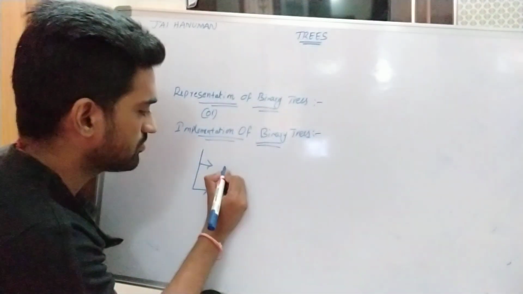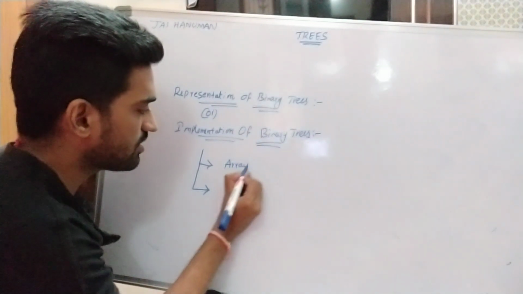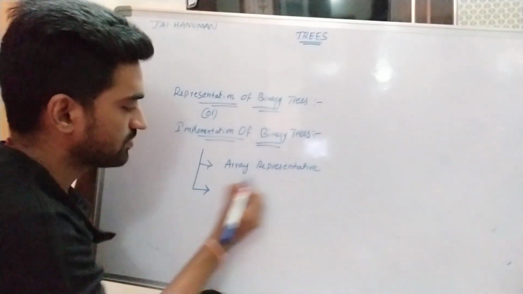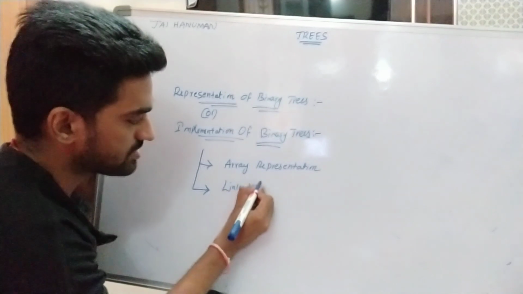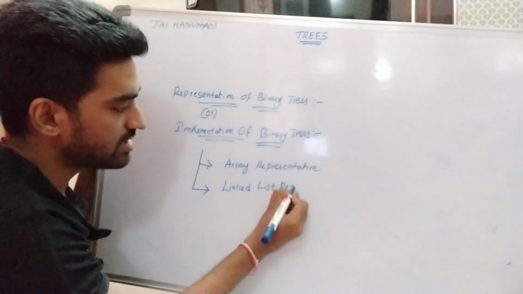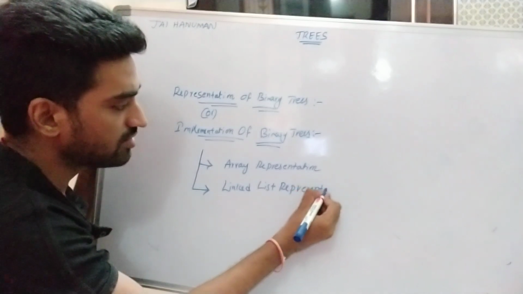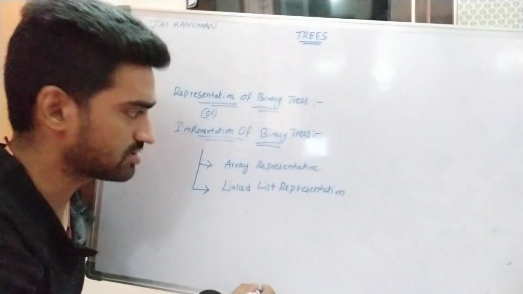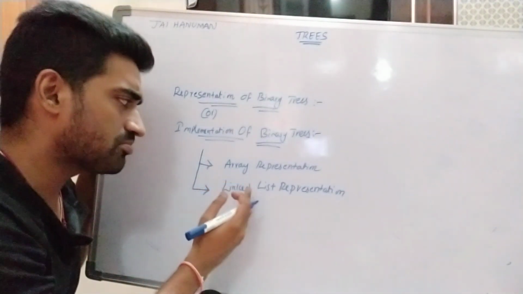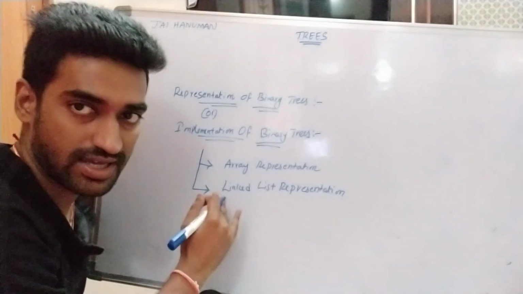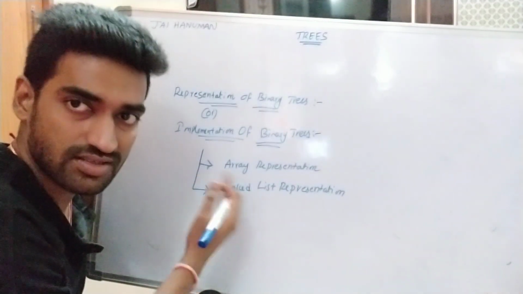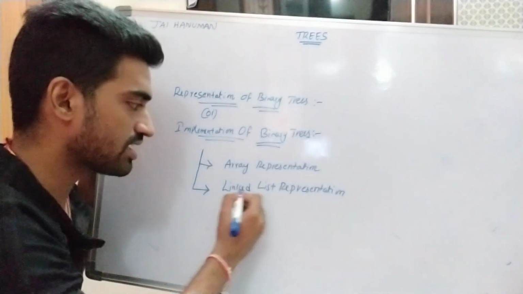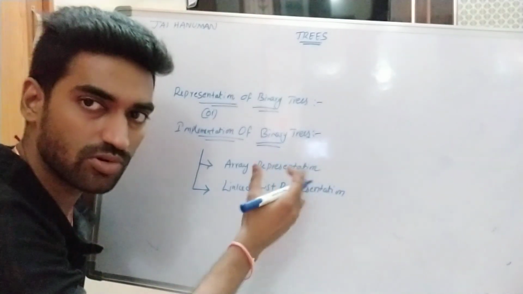One is array representation. The second one is linked list representation. Using both representations, we can represent the data in a linear, sequential fashion, but the representation and the structure are different. An array contains a sequence of homogeneous data items. Linked lists are represented with the help of a node structure.